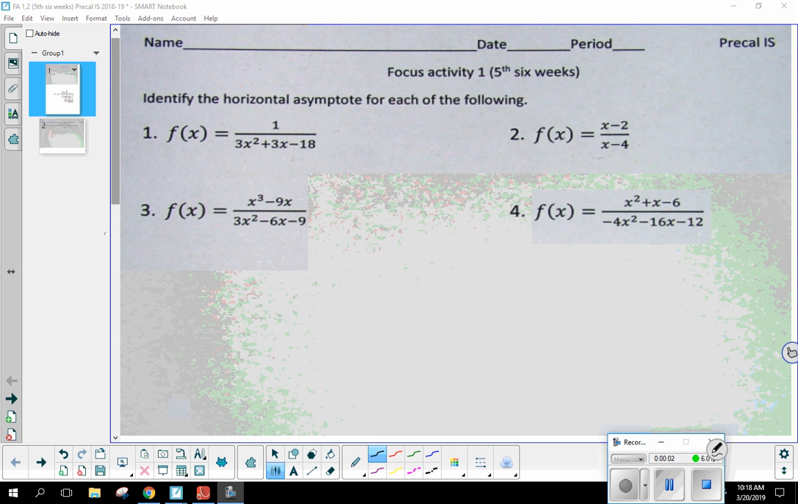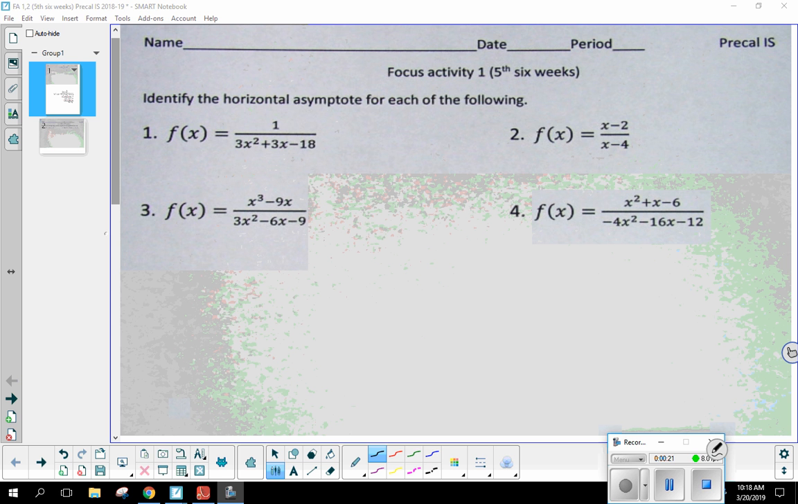All right, so it's been a while since we've had a focus activity because we've been using the happy minutes at the beginning of the 6 weeks. But going back and revisiting an aspect of rational functions is going to help us with an idea today that we've mentioned earlier, converging or diverging.